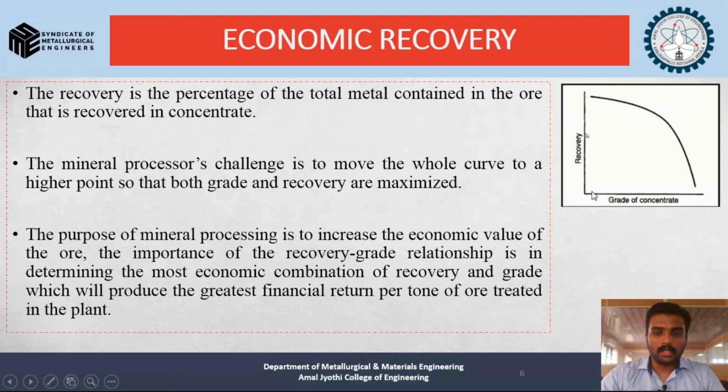Whereas the low grade can be easily recovered. So I hope from this particular curve, it is clearly evident how the process of recovery is possible. So it is the duty of the mineral processor to move the whole curve to the higher point so that both grade and recovery are maximum.